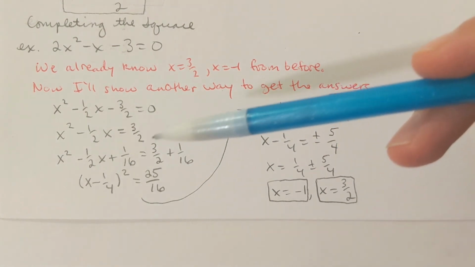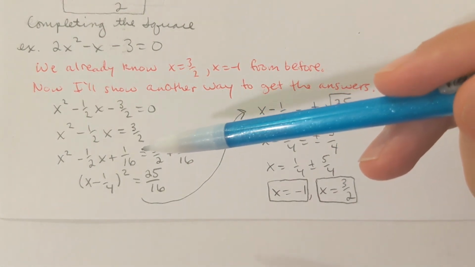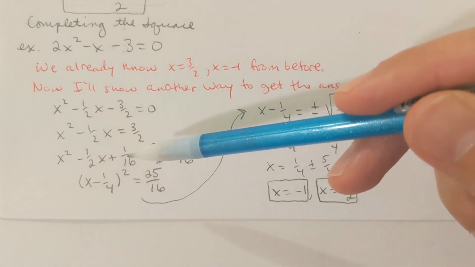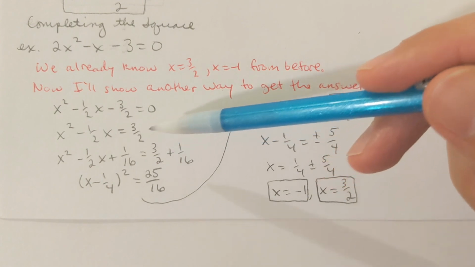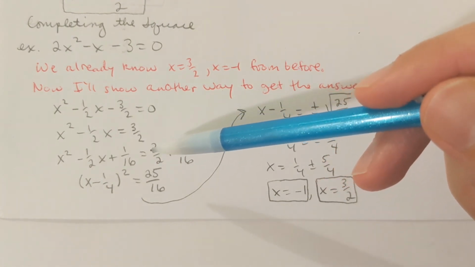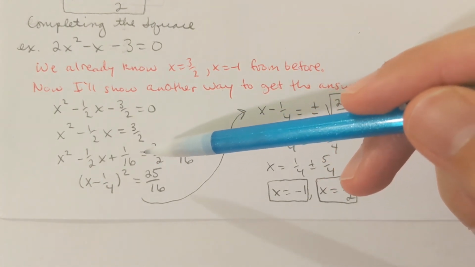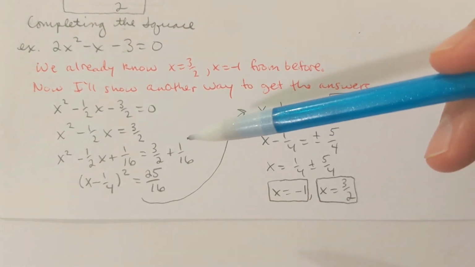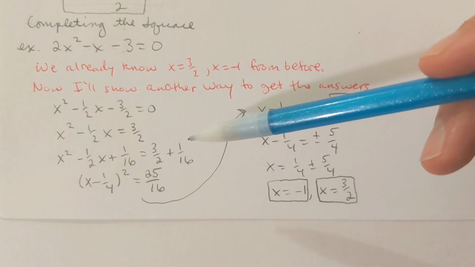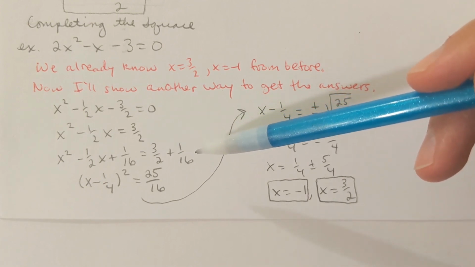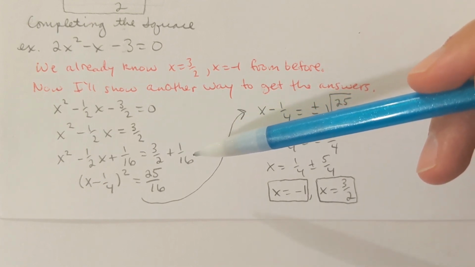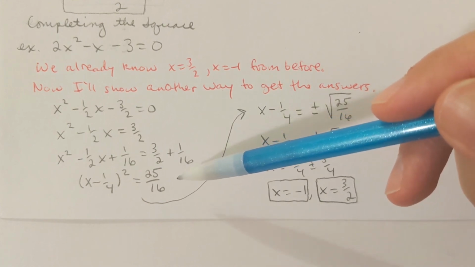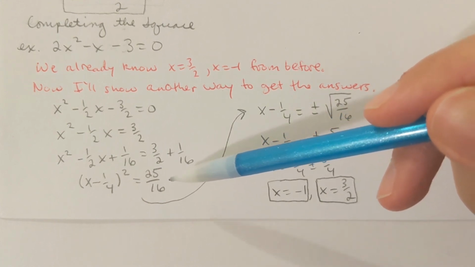Now, I want to take half of the number in front of x. So half of negative 1 half is negative 1/4. Negative 1/4 squared gives me 1/16. So 1/16 is the number that I need to add to both sides. 3 halves plus 1/16, the same as 24 over 16 plus 1 over 16, which gives me 25 over 16.